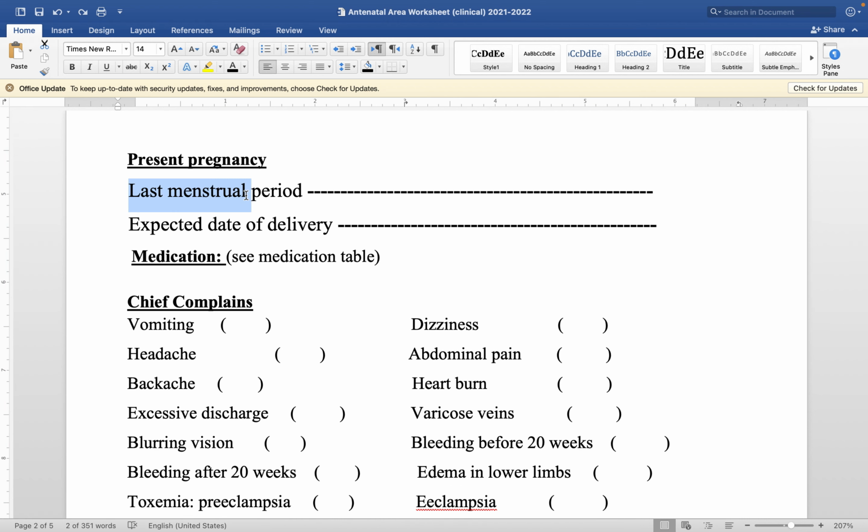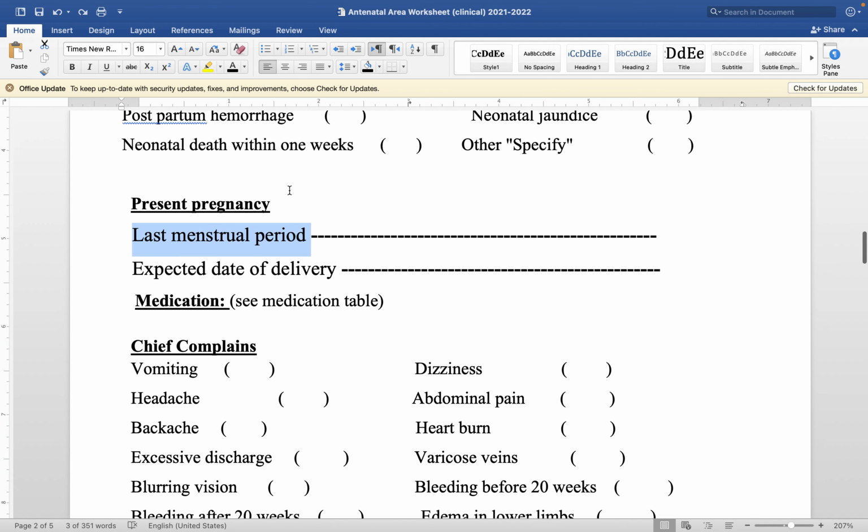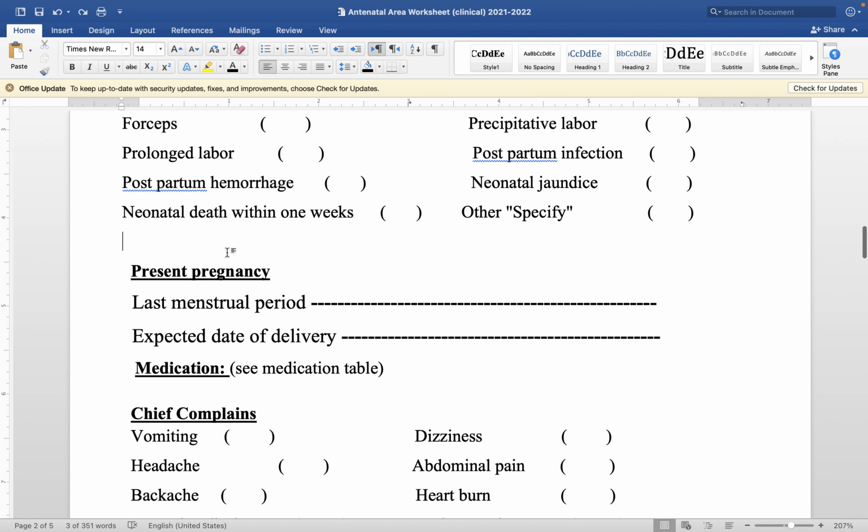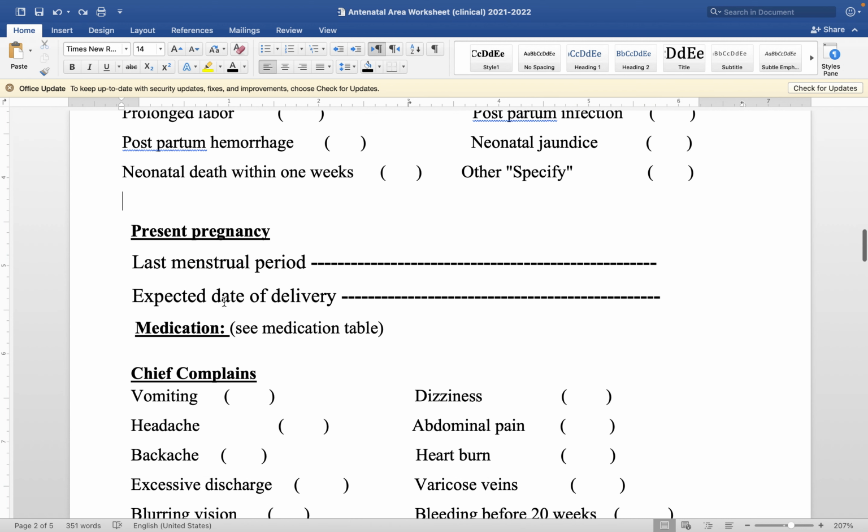For the present pregnancy, we're going to start with the LMP, last menstrual period. It's pretty important to help us identify the expected date of delivery, and also to help us calculate the gestational age. And at every visit the mother visits the obstetric clinic for a follow-up. So we're going to talk about this, when we consider it and when we don't, and more details.